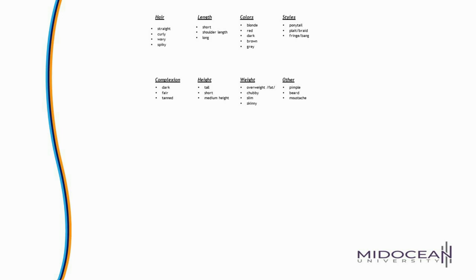When talking about length, we say short, shoulder length, long. Colors, we can say blonde, red, dark, brown, and gray. Styles, you have examples, plait, braid, bang, and fringe. Complexion, dark, fair, tanned. Height, tall, short, medium height. Weight, a person can be overweight, fat, chubby, slim, or skinny.